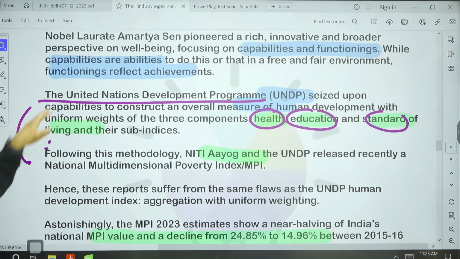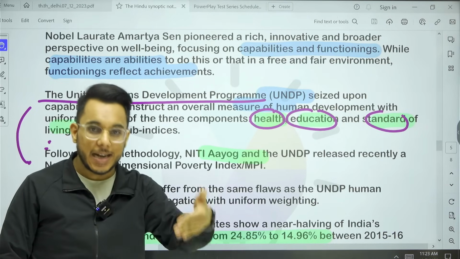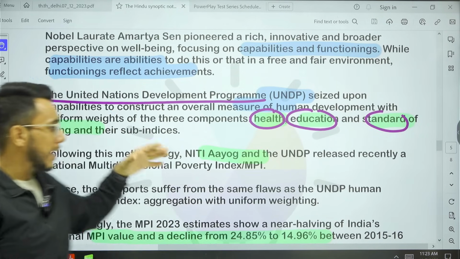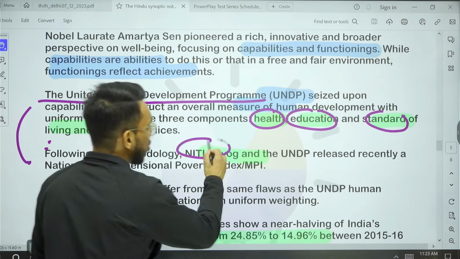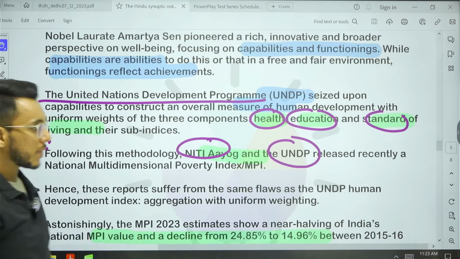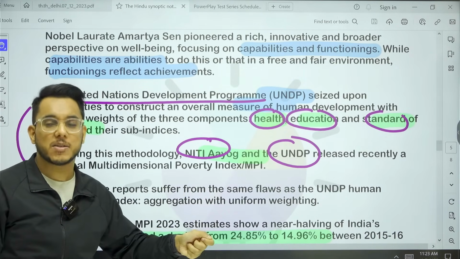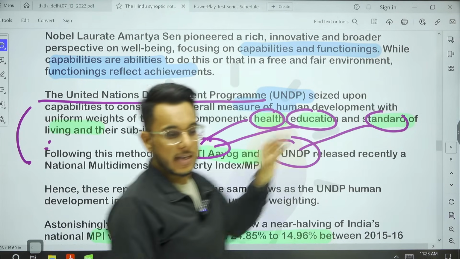Now, on the lines of this UNDP multidimensional poverty index, which has these three parameters, India has also come out with the national multidimensional poverty index. This national multidimensional poverty index has been designed by Niti Aayog and UNDP jointly. And India's national multidimensional poverty index also has these three indices.